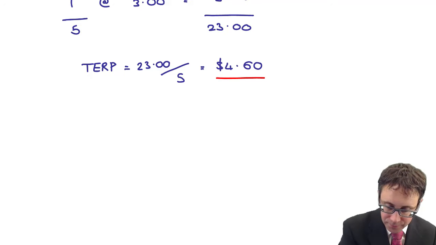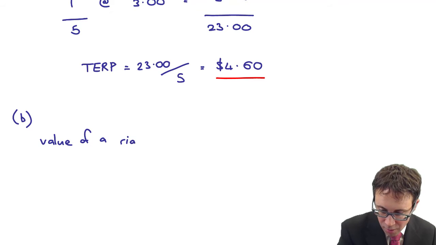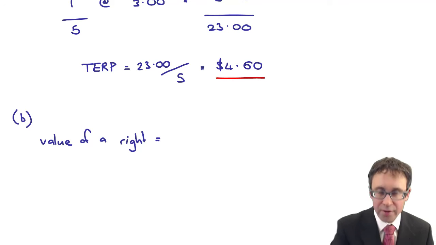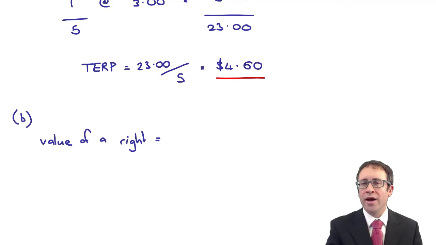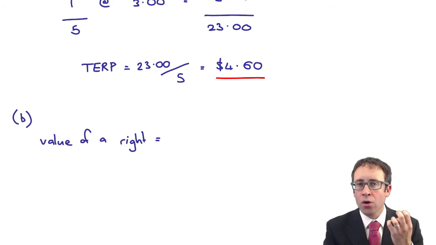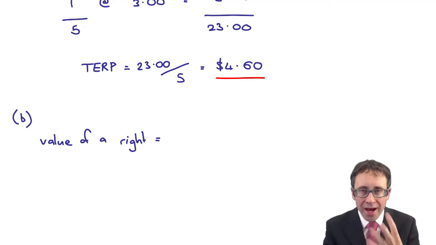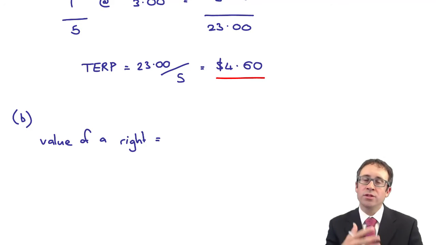Part B wants us to work out the value of a right. So what is the value of a right? The value of a right is the worth of being able to sell your option to buy that share. So we have an option to buy one new share. Okay, we have the option to buy it.